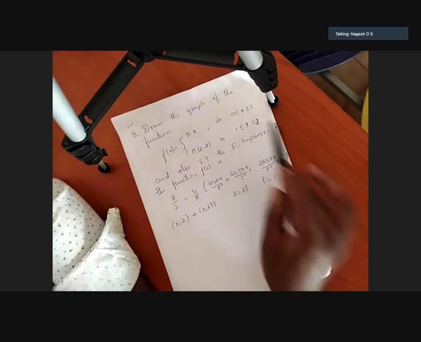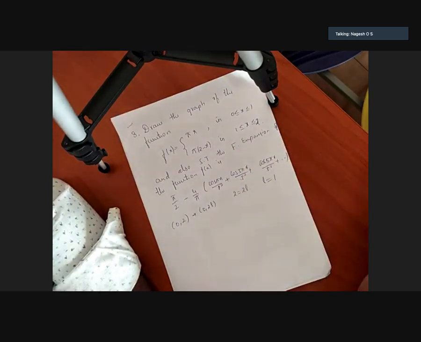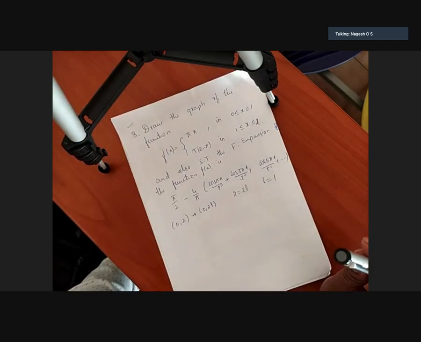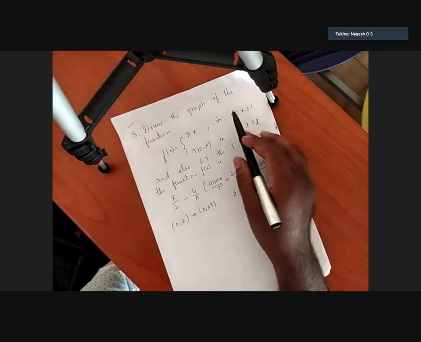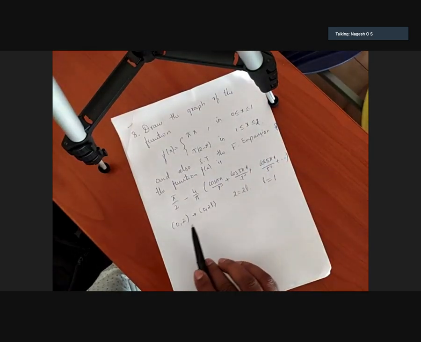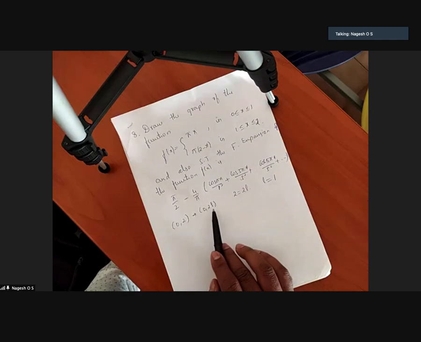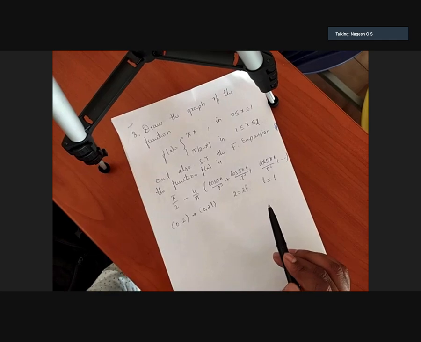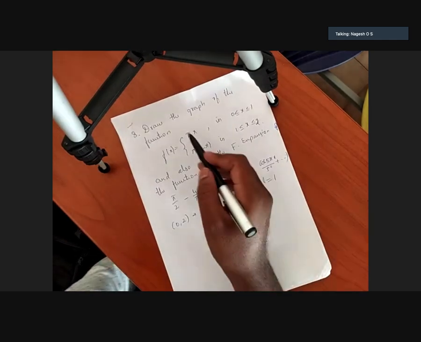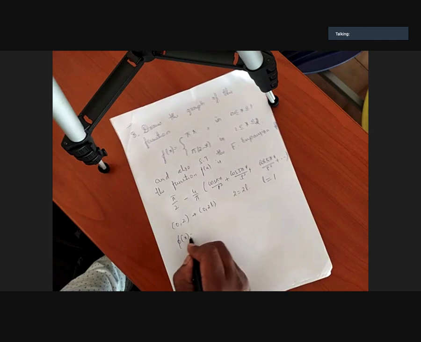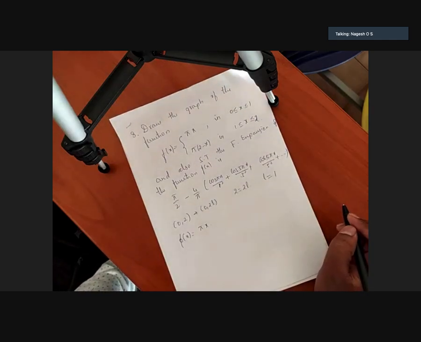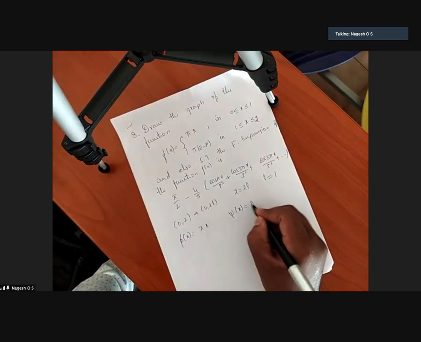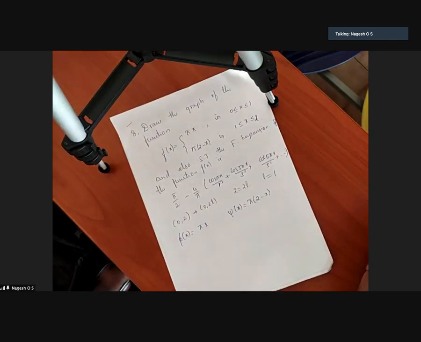If you get problems like this, with numbers where it is not between minus pi to pi or 0 to 2 pi, then compare this with 0 to 2l. Find out L. Next, take this as phi of x. Phi of x is pi x. Then this one as psi of x, pi into 2 minus x.